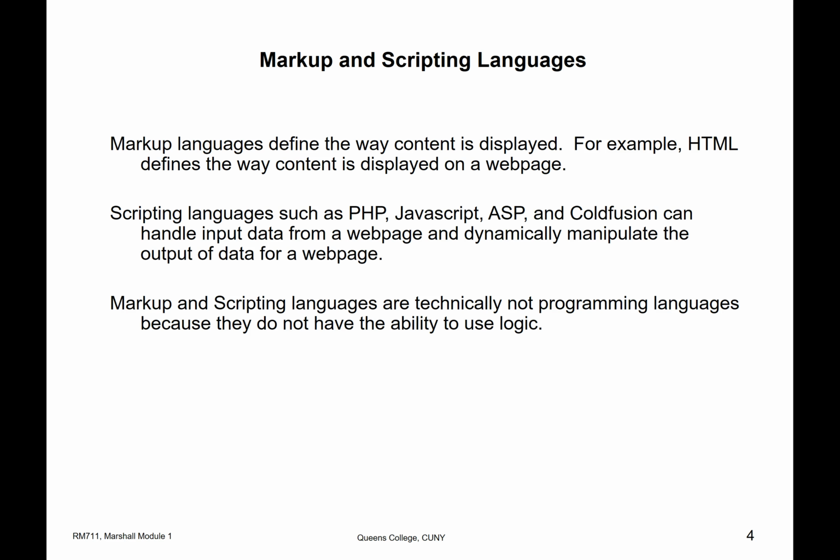So first, what are the different types of computer languages? Markup and scripting languages. These really just define the way content is displayed. One example here is HTML. All this really does is define the way content is displayed on a web page. There are other scripting languages such as PHP, JavaScript, ASP, Cold Fusion. These can handle input data from a web page and then dynamically manipulate the output of data for a web page. But realistically, these markup and scripting languages are not technically programming languages. They don't have the ability to use logic, and so they're lacking. It's not what we need to use.